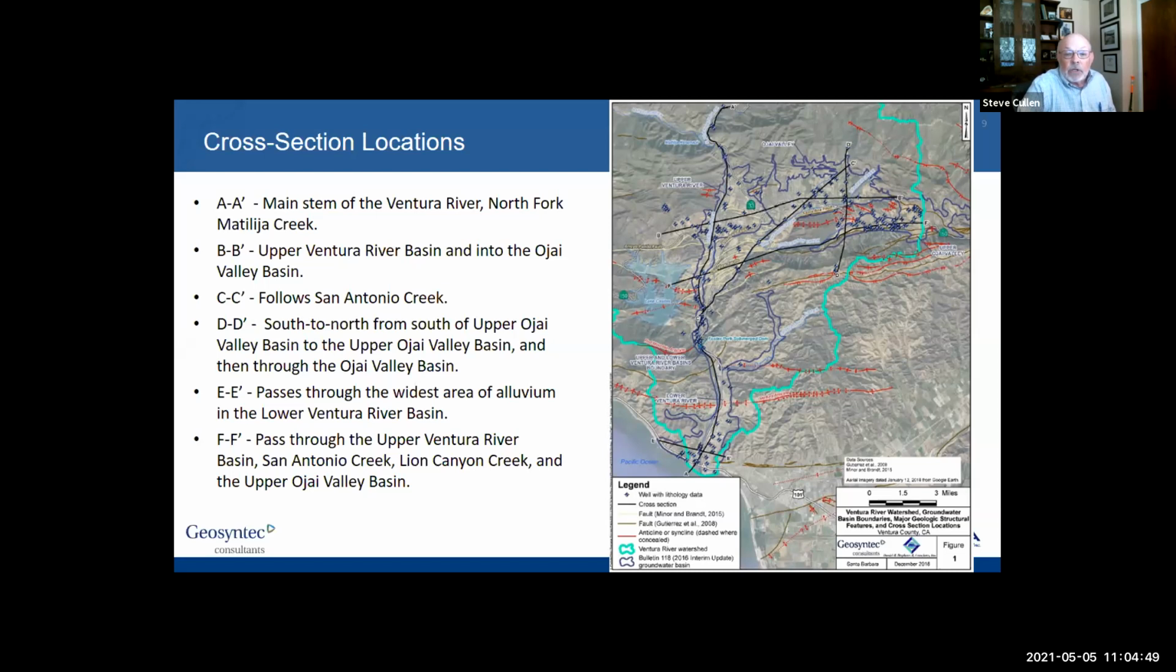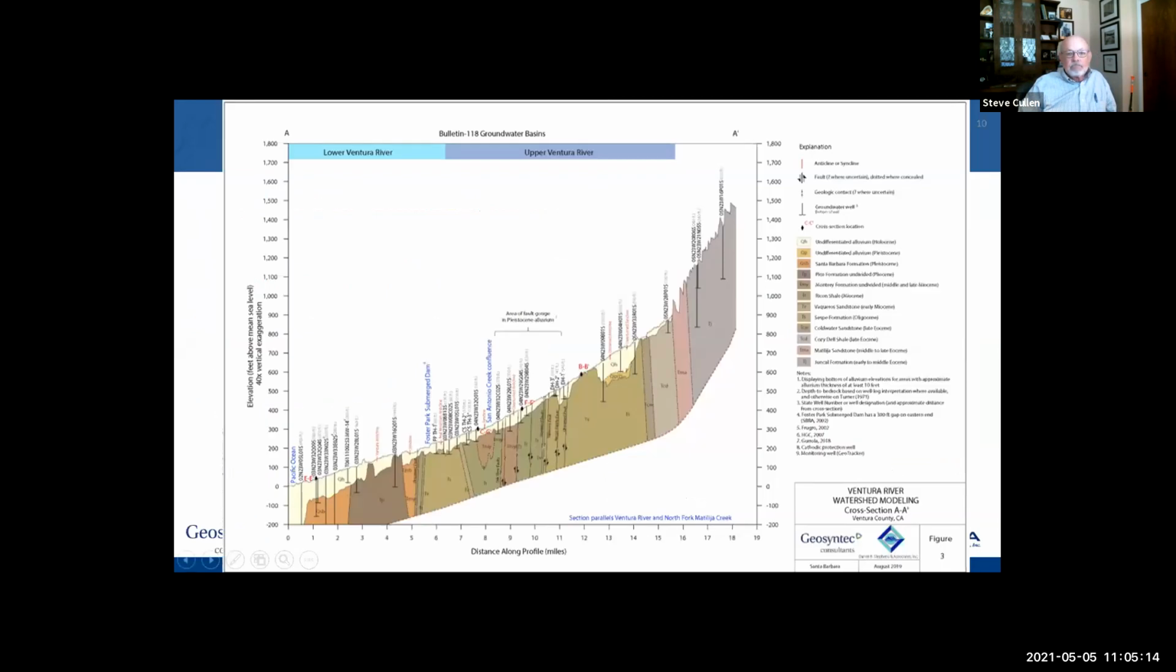EE prime is another east-west cross section in the southerly portion of the watershed that passes through the widest area of alluvium in the Lower Ventura River Basin. FF prime passes through the Upper Ventura River Basin, San Antonio Creek, Lion Creek, and the Upper Ojai Valley Basin for an east-west cross section. This is one of the example cross sections that were developed for the memorandum. This is the AA prime that follows the main stem of the Ventura River up into the North Fork of Matilija Creek, sorry.